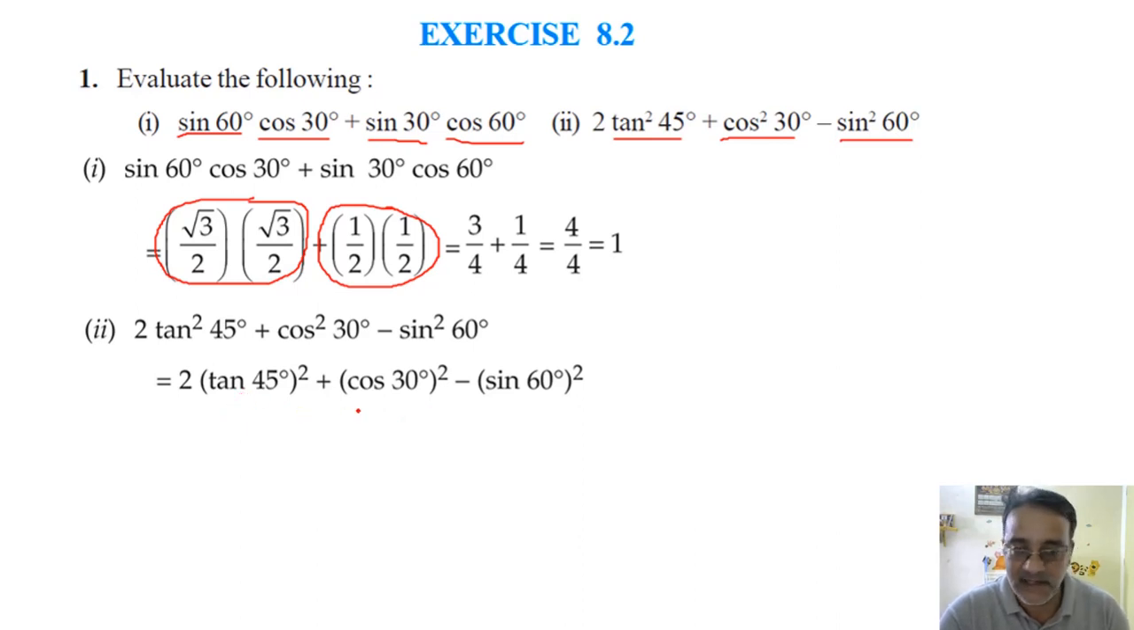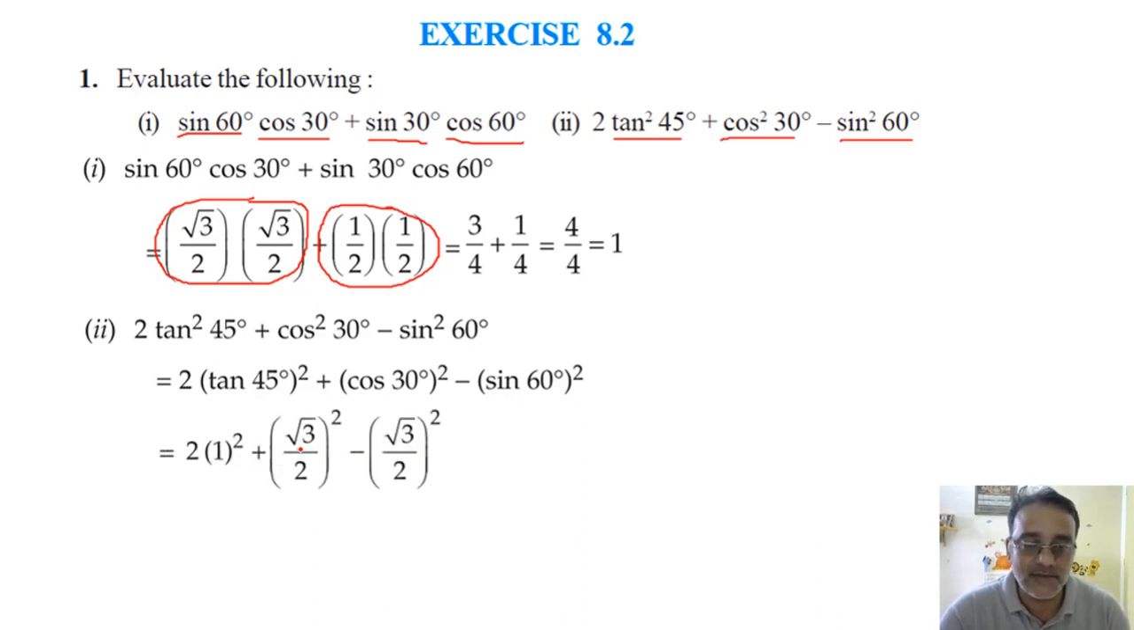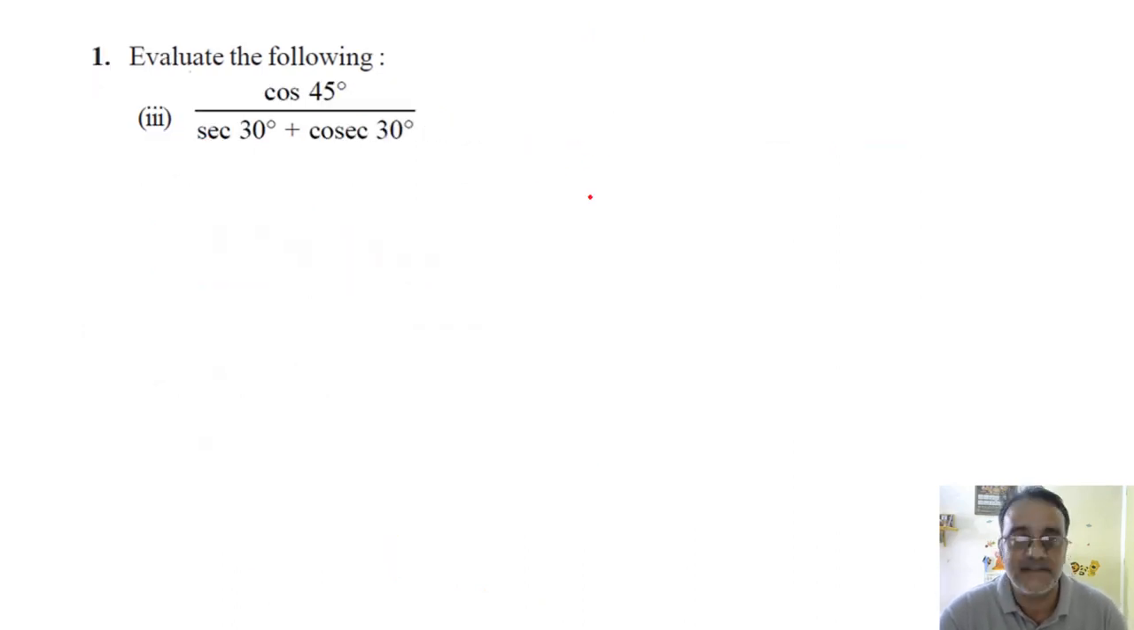Tan 45 is 1, cos 30 is root 3 by 2, and sin 60 is also root 3 by 2. So 2 into 1 square plus root 3 by 2 whole square minus root 3 by 2 whole square. These two are the same term. You can cancel here only, or else you can write one more step: 2 plus 3 by 4 minus 3 by 4. So this will be cancelled, and what is the final answer? 2. Right, so this is the final answer. So now we will move towards the third bit.